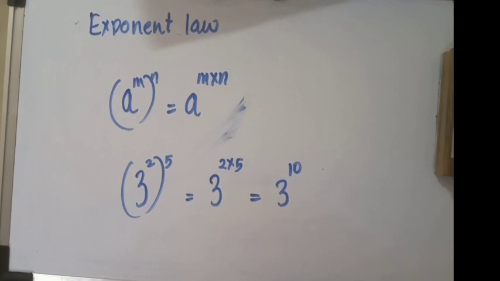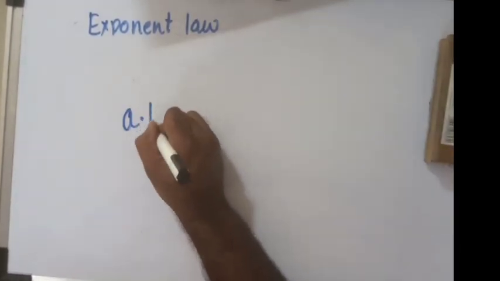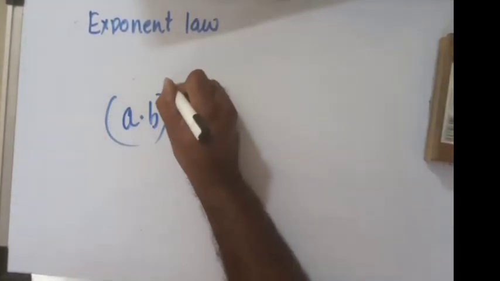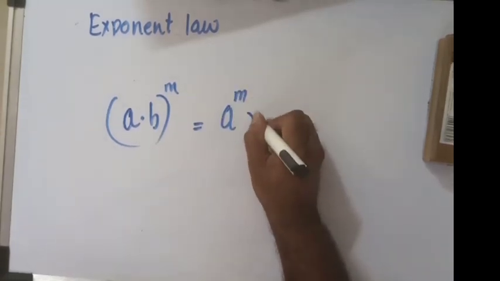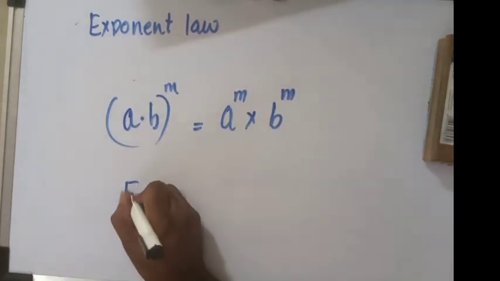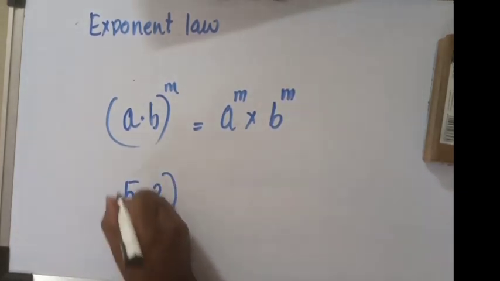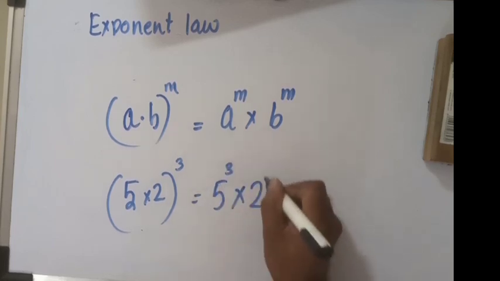The next exponent law that we'll be looking at is a into b the whole raised to m. If it is in this form, then you will be writing it as a raised to m into b raised to m. Say for example, 5 into 2 the whole raised to 3, that gives me 5 raised to 3 into 2 raised to 3.